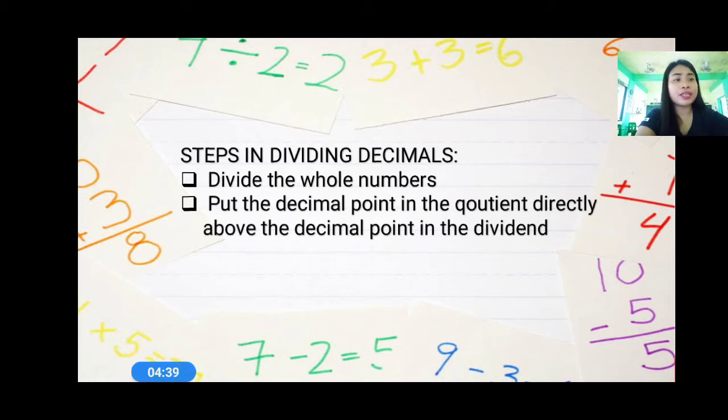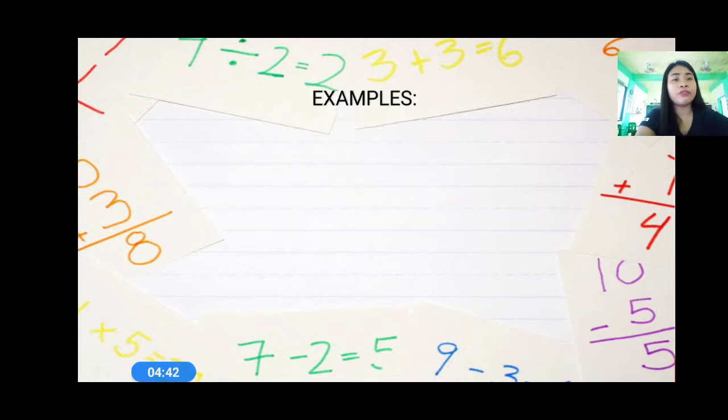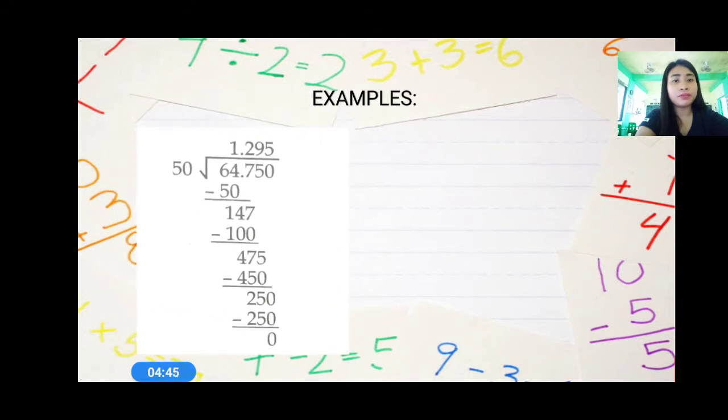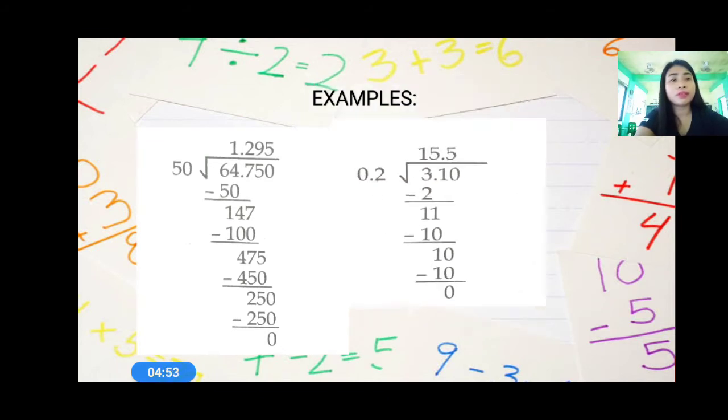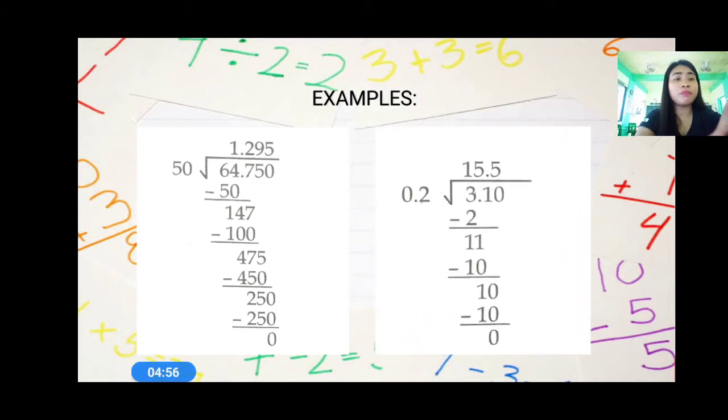Okay, so I have here examples. The first example: as you can see, 50 is not a decimal, it's already a whole number. So that's okay. But this time, 0.2 is a decimal and 3.10 is a decimal as well. So first, you're going to move the decimal point in the divisor 1 place, so it will be 2. The divisor will be 2. Move 1 place again in the dividend, so it will be 31. So, 2 divided by 3.